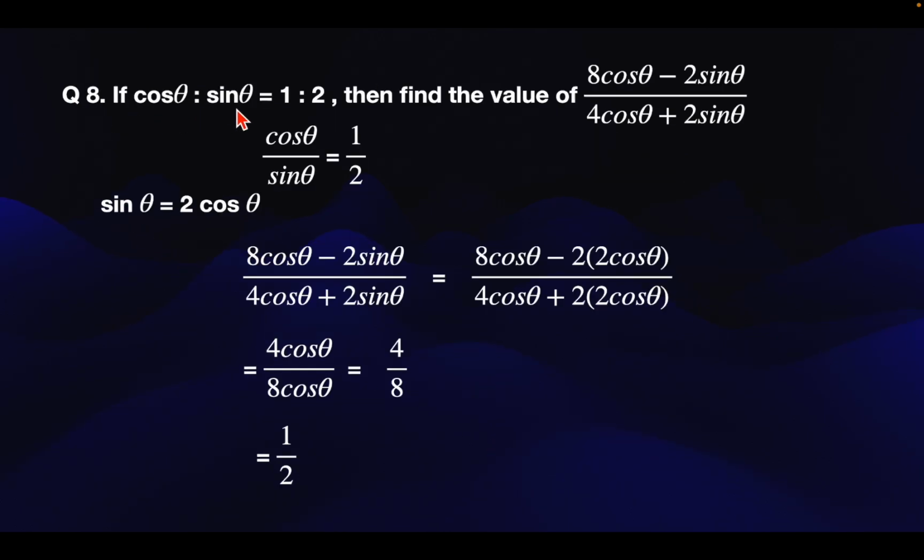Question 8. If cos theta upon sin theta is equal to 1 upon 2, then find the value of this expression. So cos theta upon sin theta is equal to 1 upon 2. Therefore, by cross multiplication, sin theta is equal to 2 cos theta. Substitute this in this expression. Wherever sin theta is there, put 2 cos theta. See here I have put. Now open this bracket. It will be 4 cos theta. 8 cos theta minus 4 cos theta is 4 cos theta. 4 cos theta plus 4 cos theta is 8 cos theta. Cos theta will cancel. You get 4 upon 8. That is 1 upon 2.